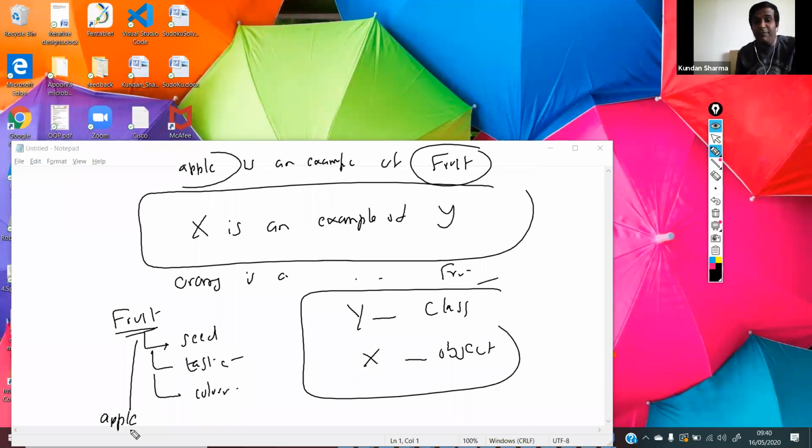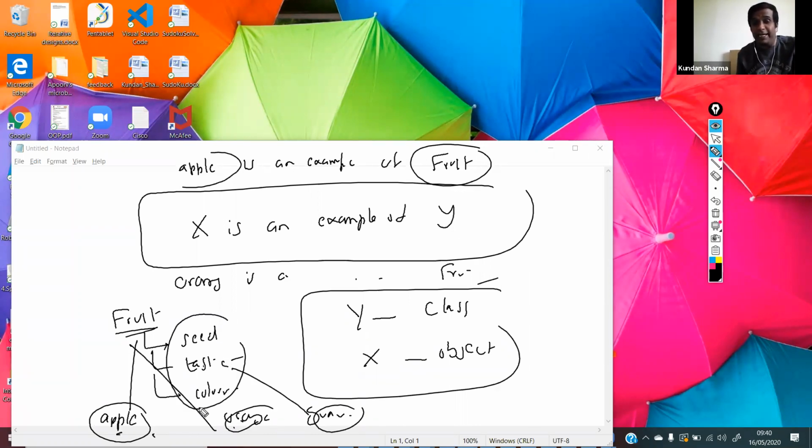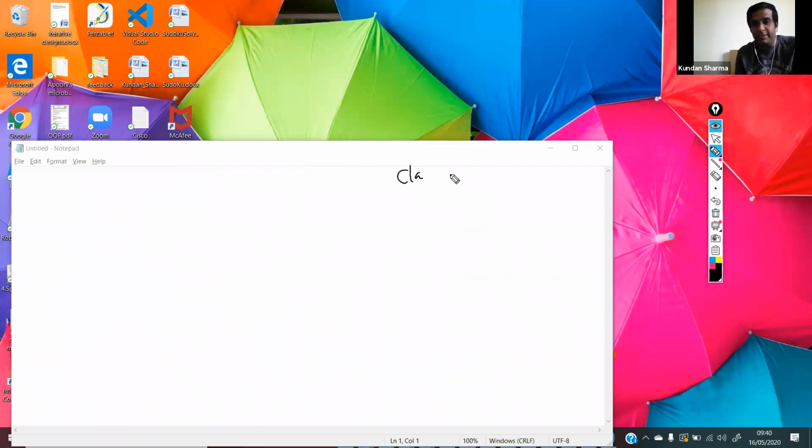So if I say, give me an example of a fruit, apple will be an example of a fruit. Orange will also be an example of a fruit. Guava will also be an example of a fruit. All these are called objects, and they will have these characteristics: seed, taste, and color. But the value of those attributes will be different. Is this point clear to you? Yes. 100% clear? Yeah. So as I said, I just tried to explain this class and object. Class is something like a template, or you can call it a common noun.